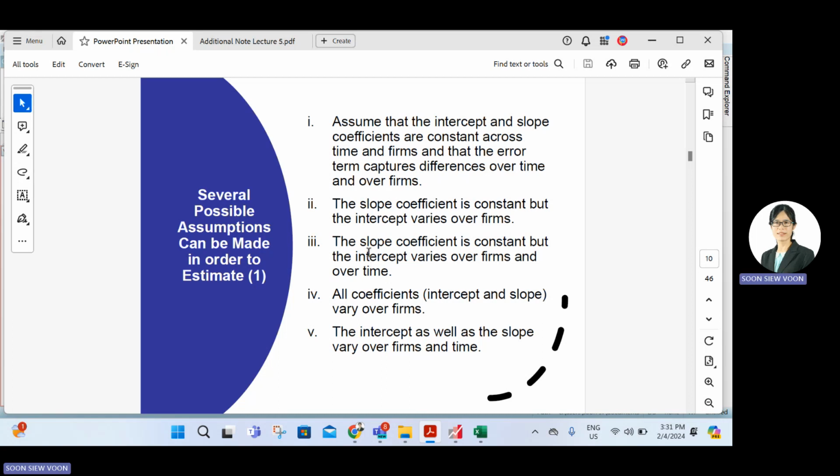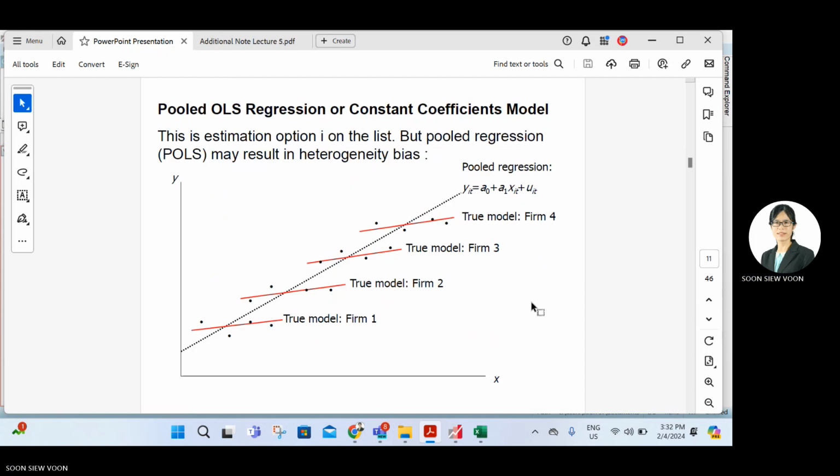Another assumption is that all coefficients vary over the firm. Not only the intercept, including the slope, they vary over the firm. And another assumption that can be made if you want to estimate equation number 1 is that the intercept as well as the slope vary over the firm and the time. So these are the several assumptions.